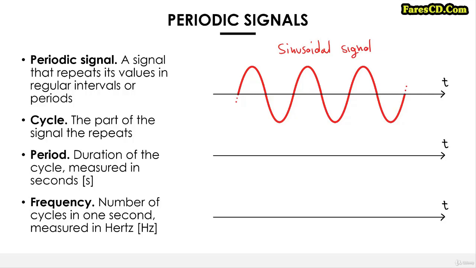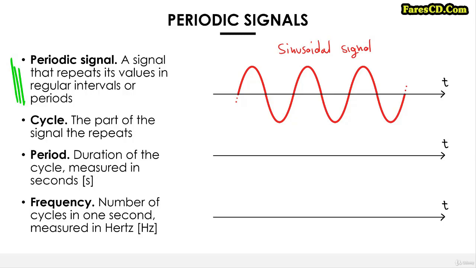In this lesson, we're going to talk about periodic signals. A periodic signal is a signal that repeats its value in regular intervals or period. Here is the definition. Let's look at an example. On the right, we have a sinusoidal signal.